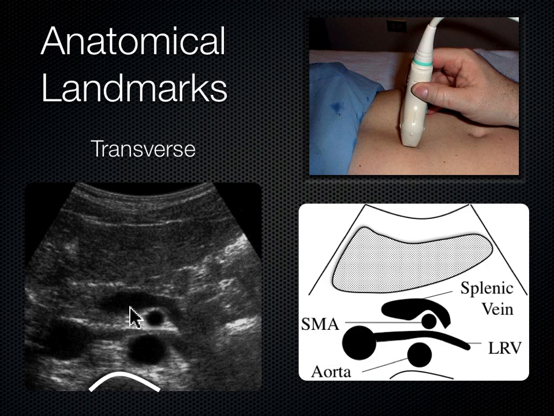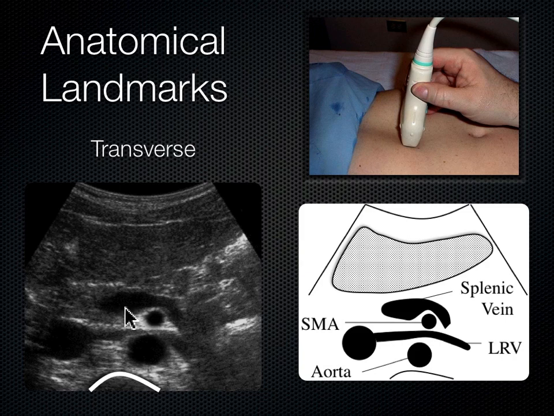You see that there? That's the splenic vein. The splenic vein is taking blood from the spleen, which is over here somewhere on the left side of the body, and bringing it back. Eventually it combines with the superior mesenteric vein to make the portal vein, which then empties into the liver and gets filtered by the liver.